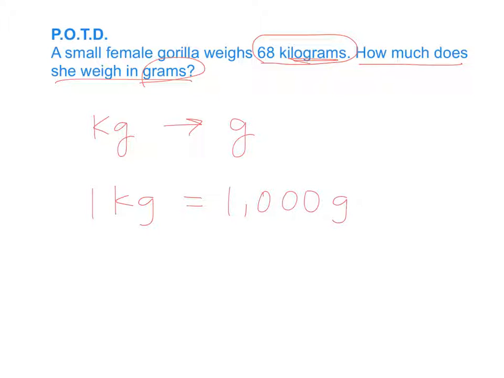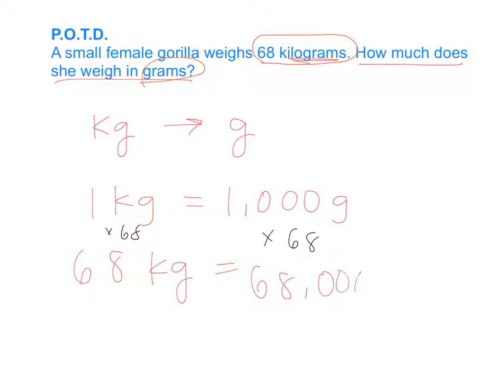If the gorilla weighs 68 kilograms, is she going to weigh more than 68 or less than 68 grams? More. Because in every single kilogram, there's 1,000 grams. So how many grams are there in 2 kilograms? 2,000. How many grams are there in 3 kilograms? What about in 5 kilograms? Okay, so how many are there in 68 kilograms? Right, because to get from 1 kilogram to 68 kilograms, I had to multiply by 68, right? 1 times 68. So if I multiply 1,000 by 68, I get 68,000 grams.